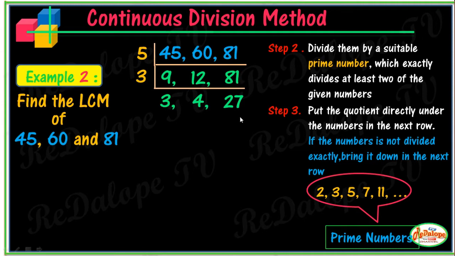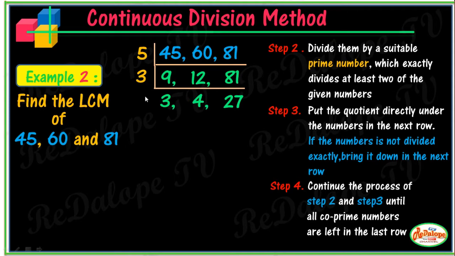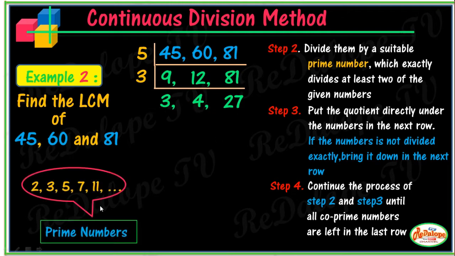3, 4, 27 are not co-prime. So we'll continue the process hanggang sa maging co-prime numbers ang last row. We'll use step number 2. So we'll divide it again by a suitable prime number. 3 and 27 can be divided by 3, at least 2 of the given numbers. So we'll divide this by 3. 3 divided by 3 is 1. 4 divided by 3 cannot be divided.